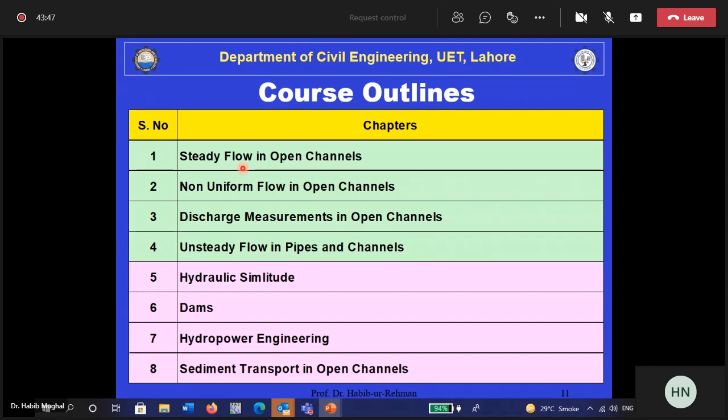A flow in which the velocity is the same at any point. Actually, flow in which conditions of the flow remain constant at a particular section of the conduit with respect to time. Right? If with respect to time the velocity doesn't change there, the pressure doesn't change, and if it is an open channel the depth of flow doesn't change, then that flow is steady flow.